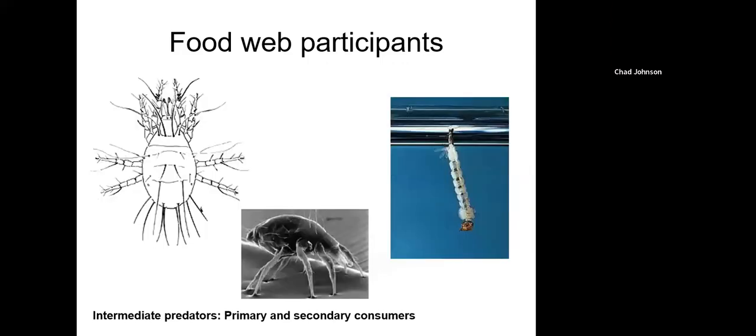There are intermediate level predators that take both secondary consumers. So is there a spider species that eats another spider species? But also most of them then taking the primary consumers.